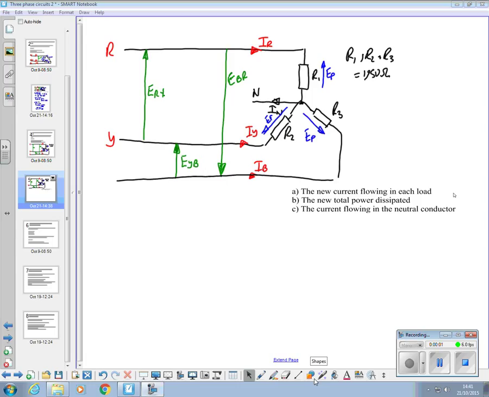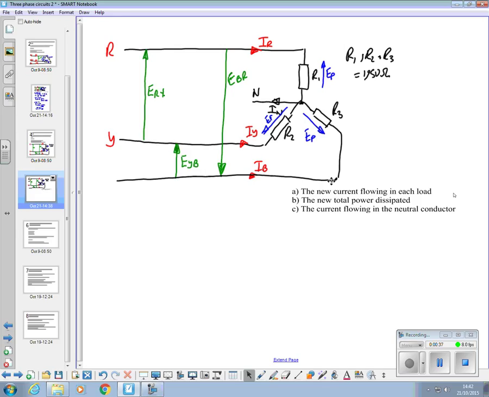Okay, so we've got a diagram. It's always good to draw a full diagram of the system. This time, the line currents IR, IY and IB are the same as the phase currents, but we've got three line voltages and three separate phase voltages. So it's the phase voltages that are different in star, where it's the phase currents that were different to the line currents in a delta system.